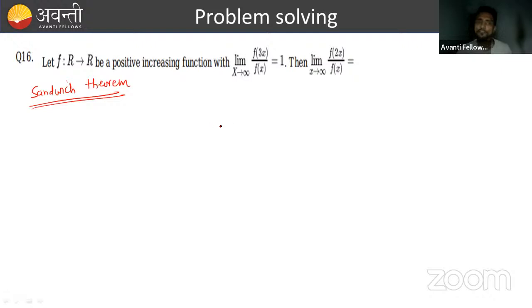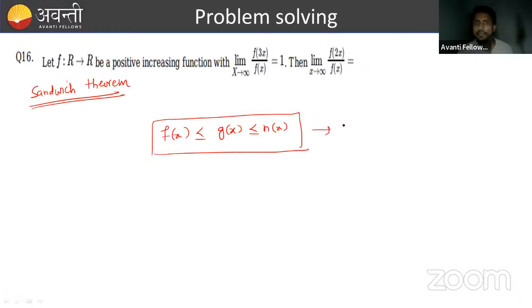Like if there are 3 functions like this, then the limiting value of all the functions will be equal, like limit as x extends to a of f(x) equals limit of g(x) as x extends to a, and equals limit of h(x) as x extends to a, if this is the case. Okay, so I hope you have seen the sandwich theorem. If not, you can see it through YouTube videos. We have discussed it in the previous classes also.